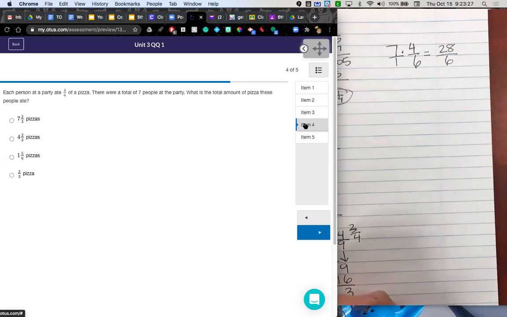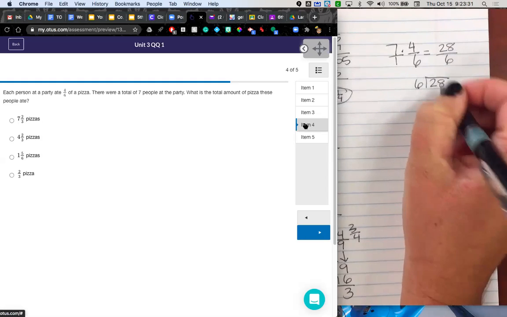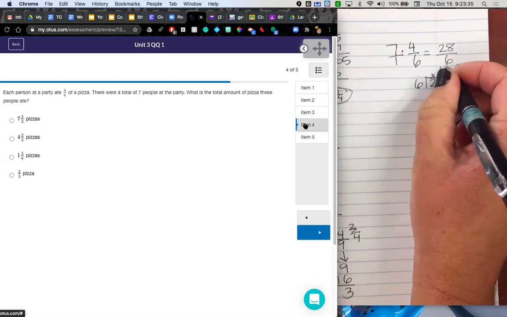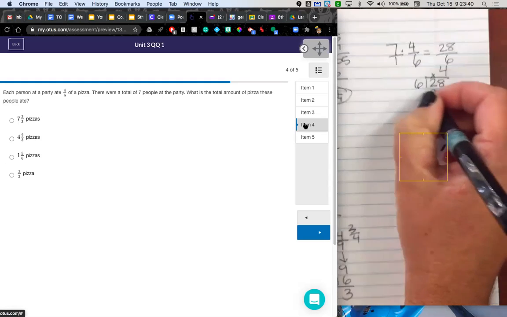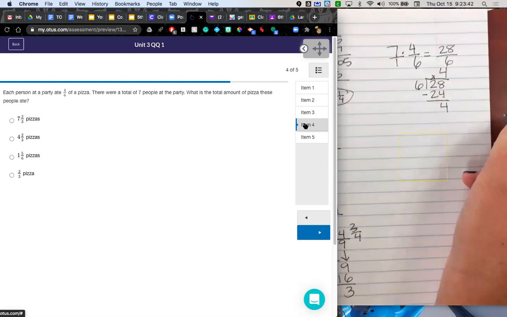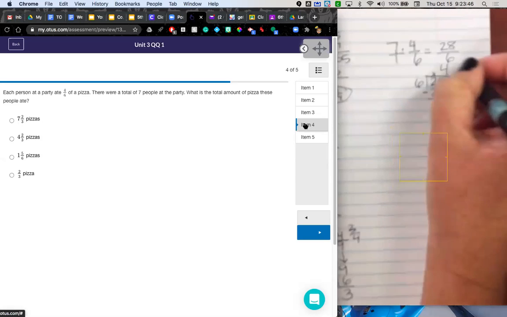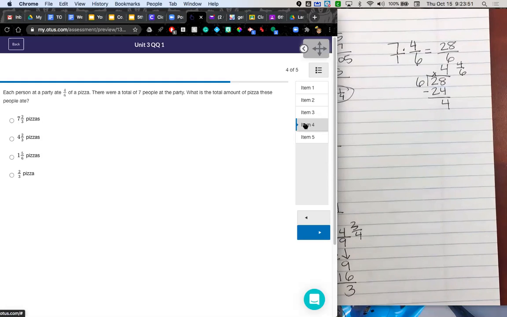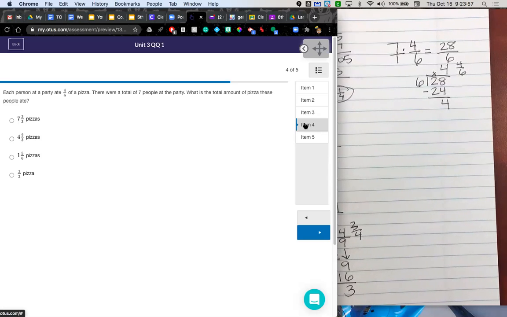Can't have an answer that looks like that, so I need to simplify. 6 goes into 28 4 times. 4 times 6, 24. Subtract. I have 4 left over. So I have 4 and 4/6. But when I look at my answers, do I have an answer that's 4 and 4/6? No. So I have to simplify.